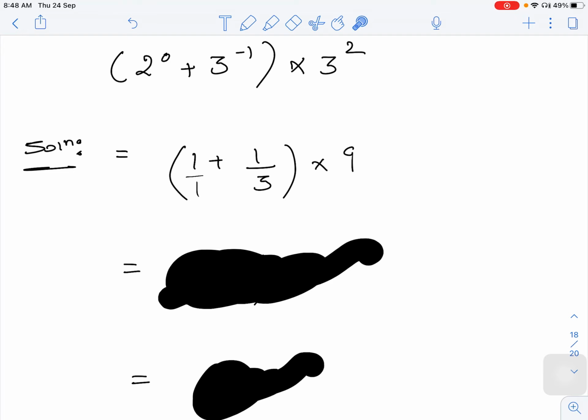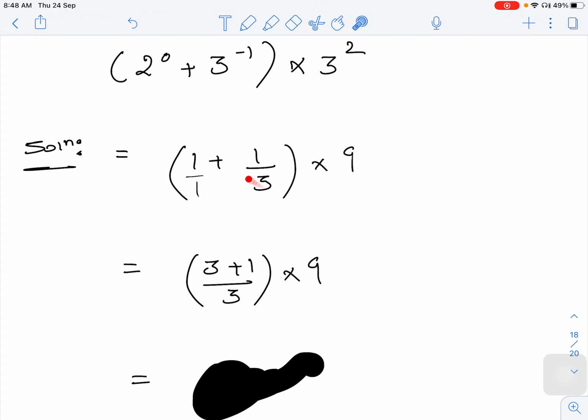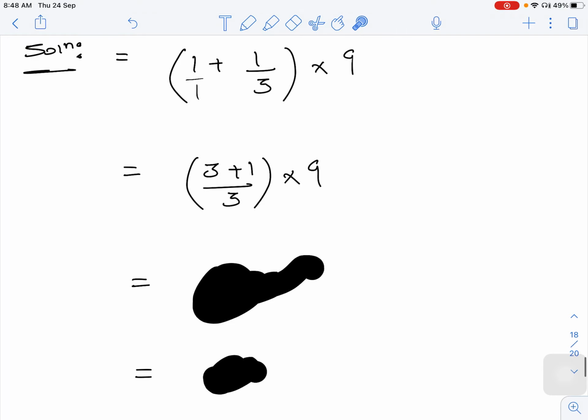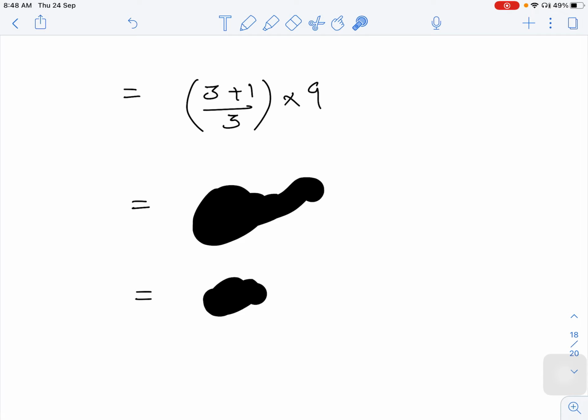Now this is 1 upon 3, so what will we do? We will do cross multiplication. So in the next step, what are we getting? We get 3 ones are 3, 1 ones are 1, and this 3 ones are 3 over here, into this 9 as it is. Now what do you get? 3 plus 1 will become 4. So this 4 and this denominator 3 as it is, into 9.